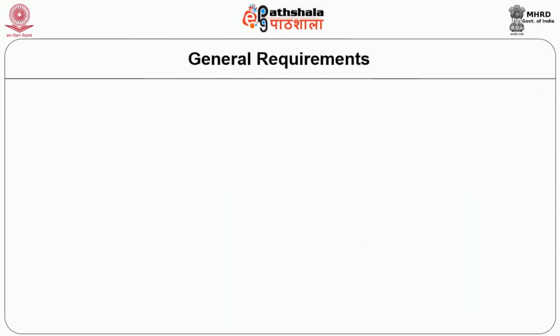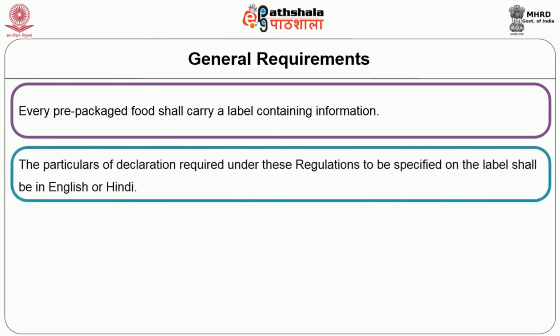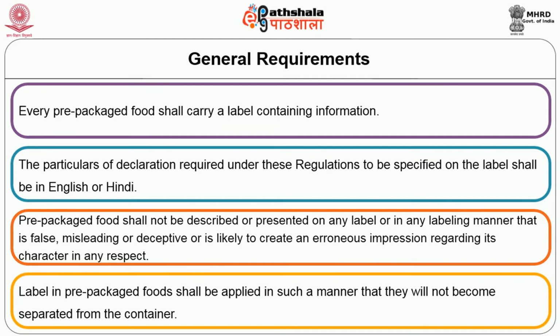The next one is general requirements. Every pre-packaged food shall carry a label containing information. The particulars of declaration required under these regulations to be specified on the label shall be in English or Hindi. Pre-packed food shall not be described or presented on any label or in any labeling manner that is false, misleading or deceptive, or is likely to create an erroneous impression regarding its character in any respect. Labels on pre-packed foods shall be applied in such a manner that they will not become separated from the container.